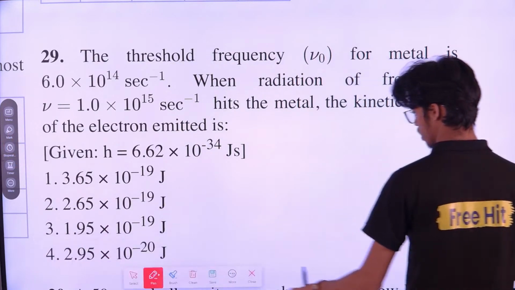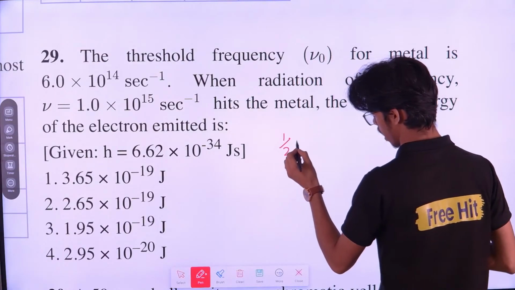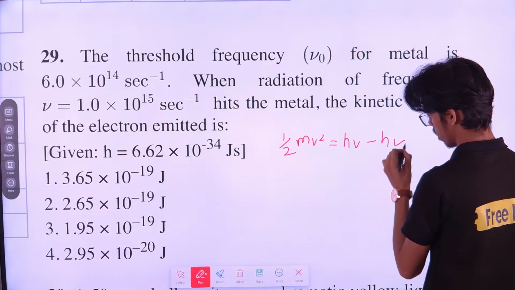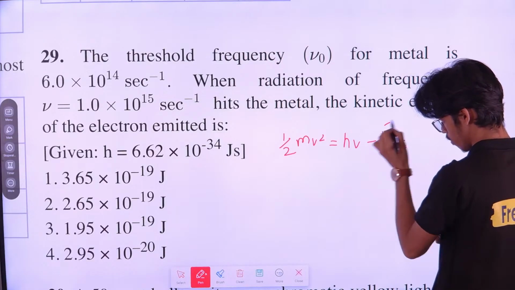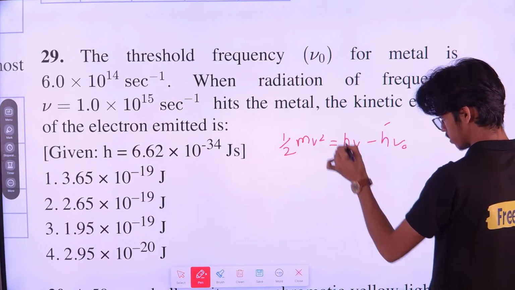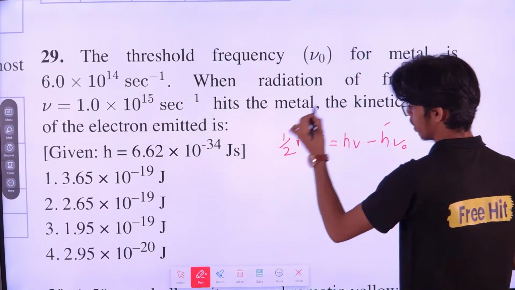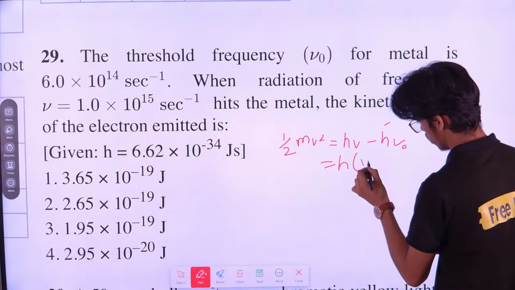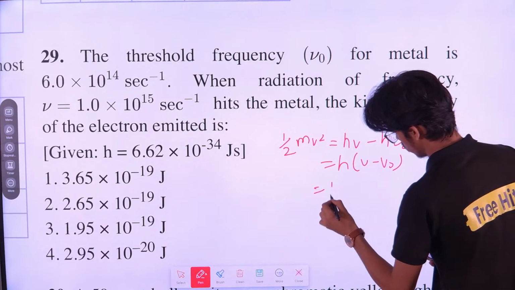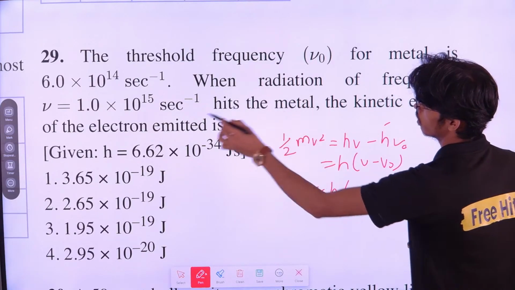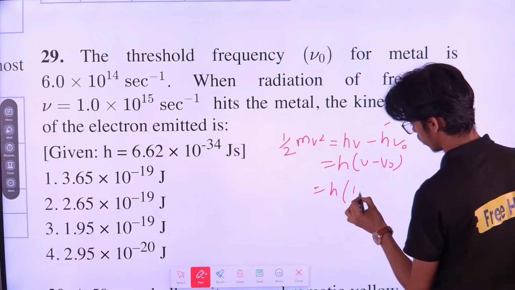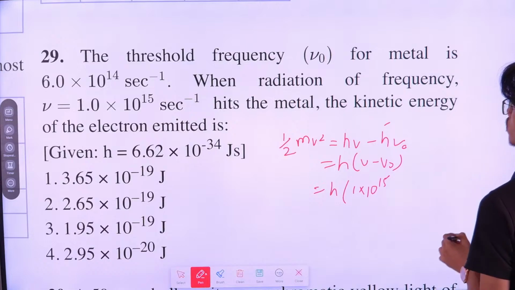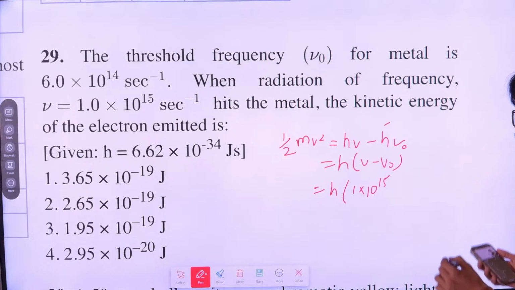So now the question is very easy. Whatever the kinetic energy you have, it is equal to h nu minus h nu naught. The energy that is required for the ejection and the energy that you give, the difference between them will be given as the kinetic energy of the electron. So it is h times nu minus nu naught. What is the value of nu? It is 1 into 10 to the power 15. Wait, the threshold frequency for the metal is 6 into 10 to the power 14.